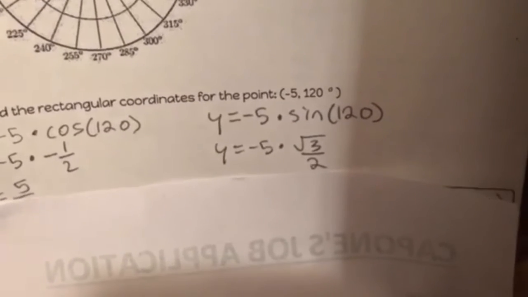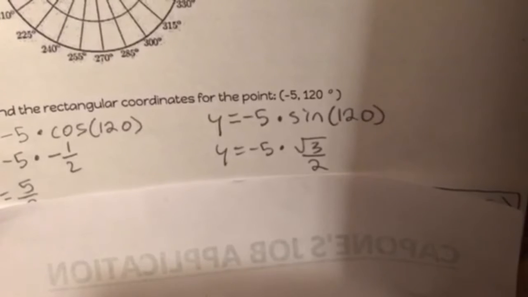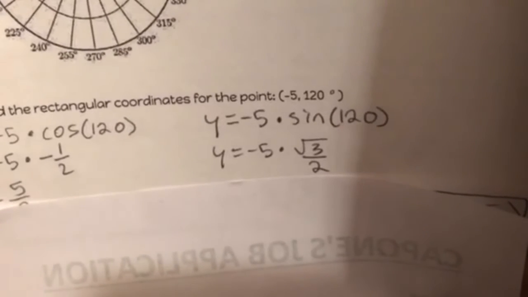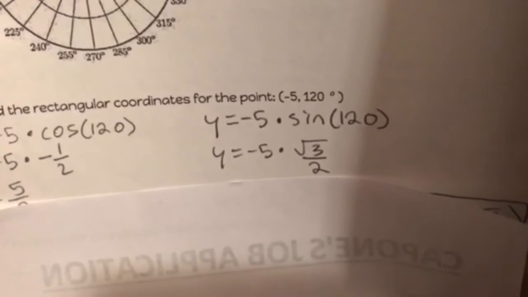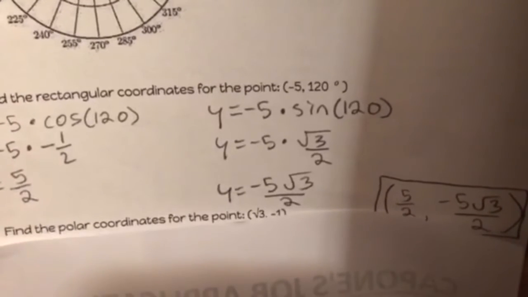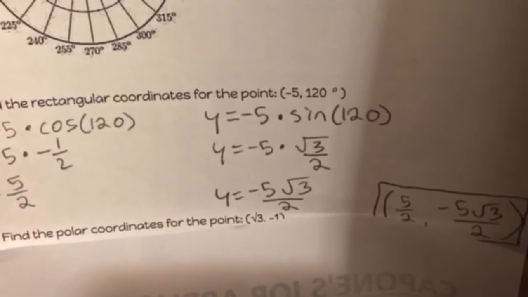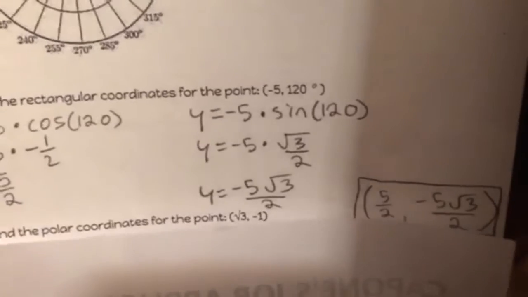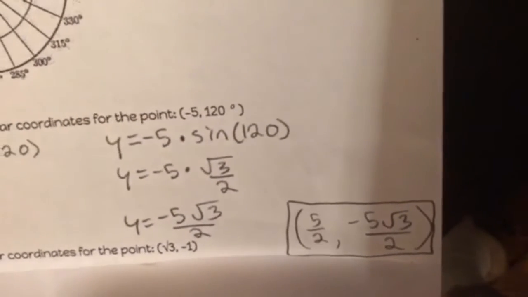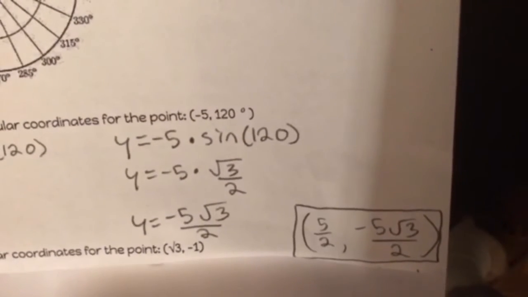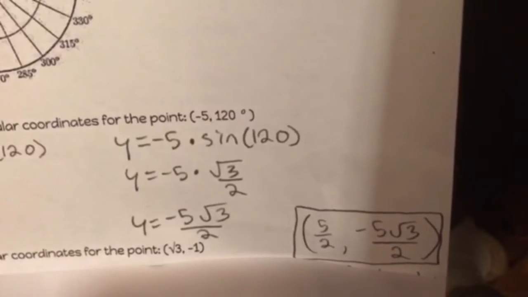Same thing for y. All you have to do is 5 times the sine of 120, because the formula for y is r sine theta. So it becomes 5 times root 3 over 2, because we know that the sine of 120 on the unit circle is root 3 over 2. Then our final answer for y is 5 root 3 over 2, which brings us to our final answer in the form (negative 5/2, 5 root 3 over 2).